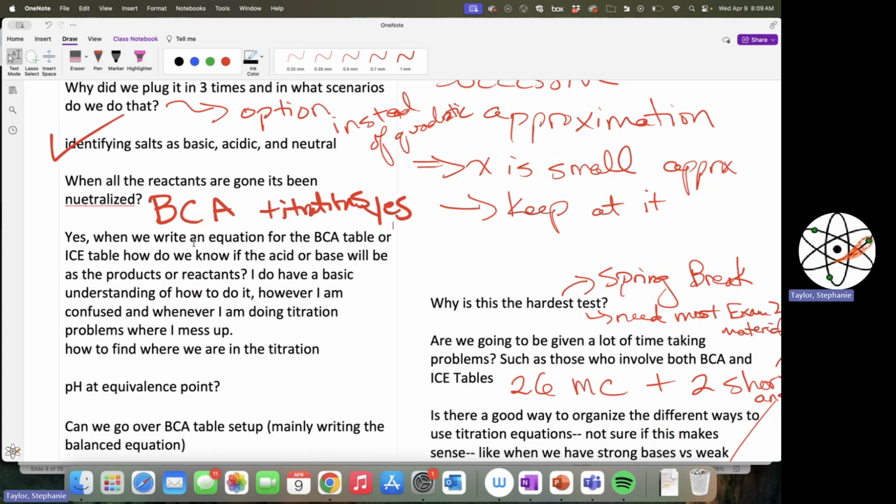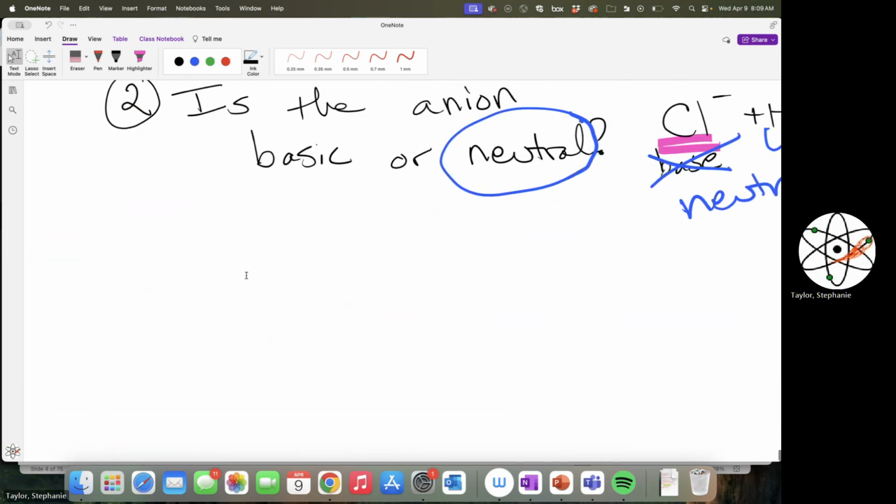When we write an equation for the BCA table or ICE table, how do we know if the acid or base will be the products or reactants? So here's the thing. I answered this question earlier. How do we know if the acid or the base will be in the products or the reactants?